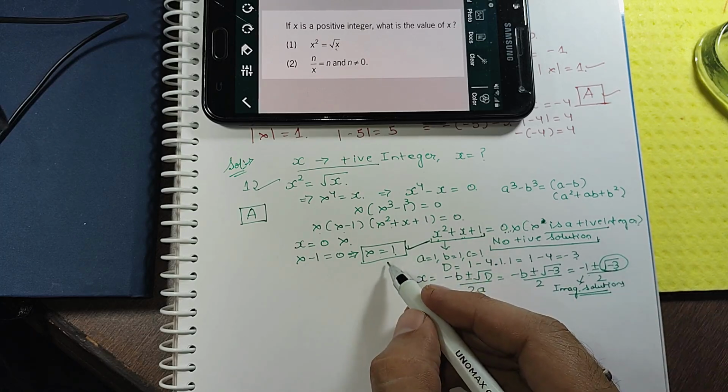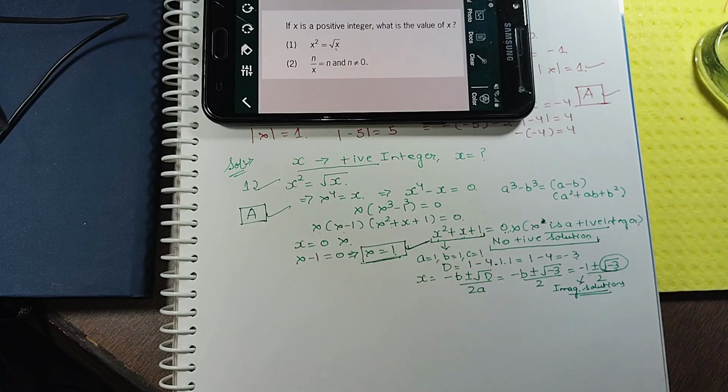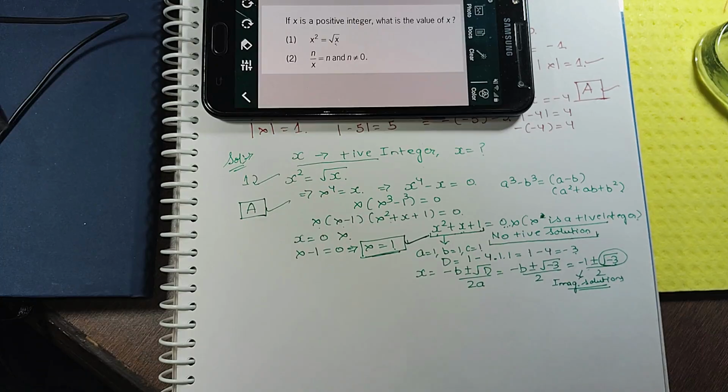So one value which is a positive integer is a single possible value, that is x equal to 1. So statement A is sufficient to answer the question. Now moving to statement 2.